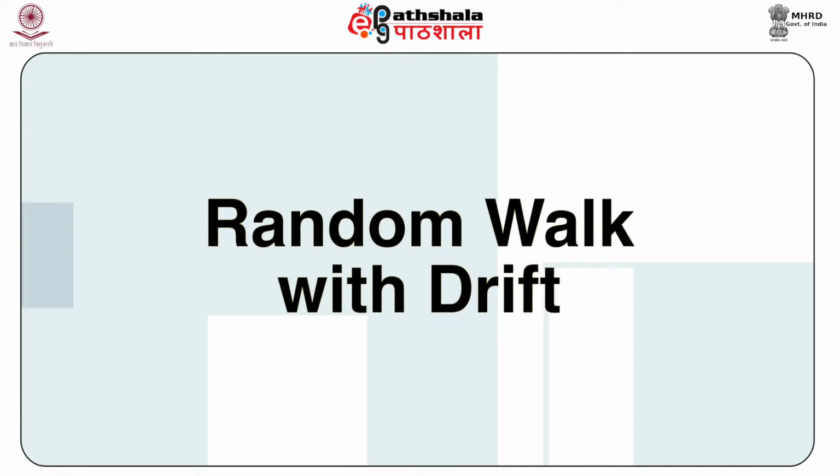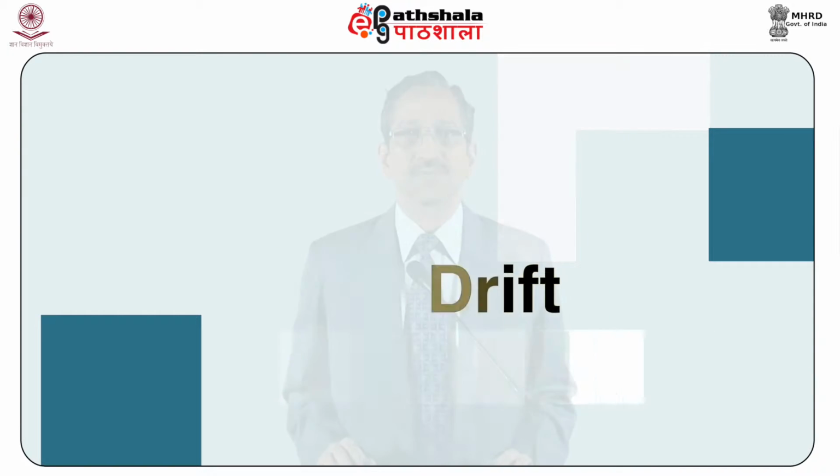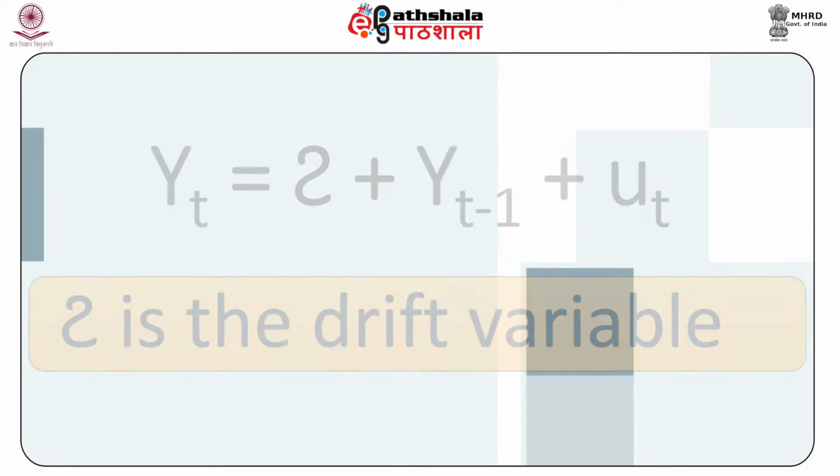You can see we are testing beta equal to 1, that is why we call it a unit root. But we can also have a random walk with drift. So what is random walk with drift? On adding the drift variable in the random walk model, we get the random walk with drift model, which is represented as follows: yt is equal to delta plus yt minus 1 plus ut, where now delta is the drift variable.